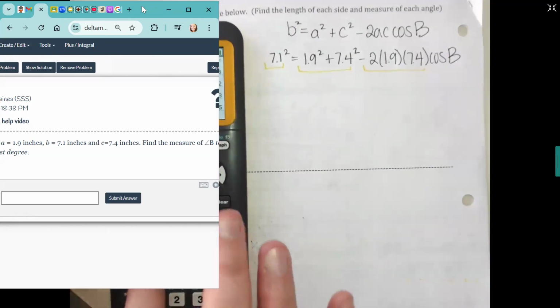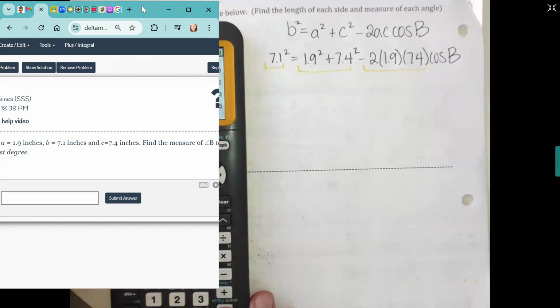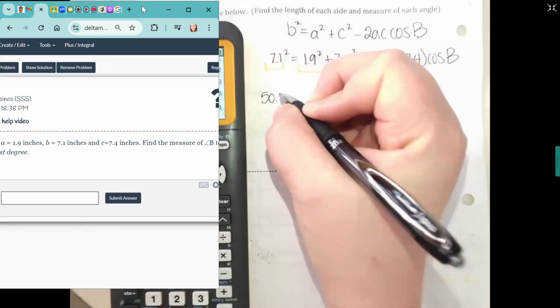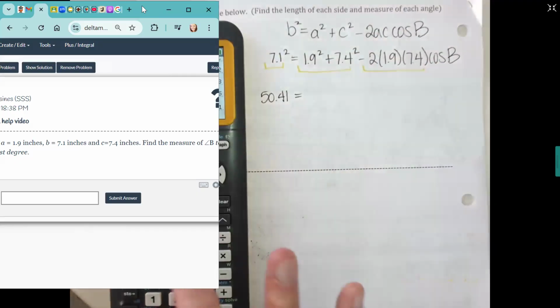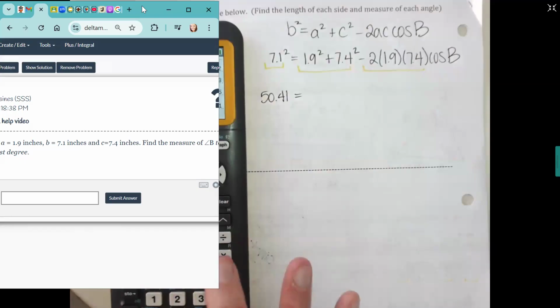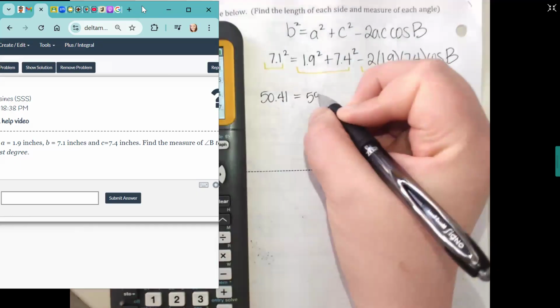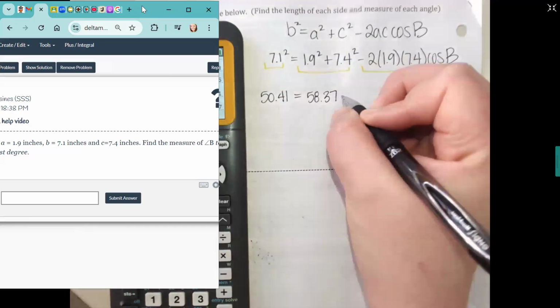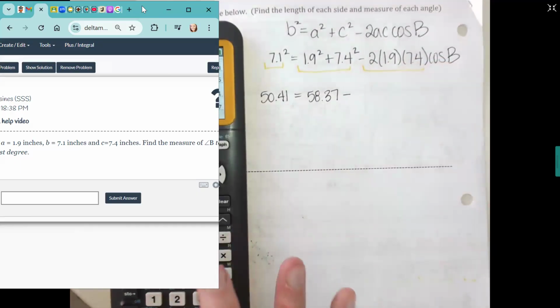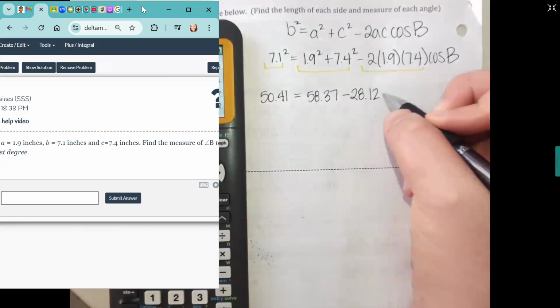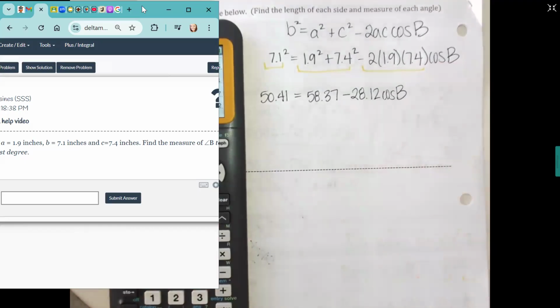So we're going to find 7.1 squared. Y'all get 50.41. Then I'm doing 1.9 squared plus 7.4 squared. Chris, we're on the second to last question. 2 times 1.9 times 7.4 is 28.12 cosine B. Okay, now look at that.